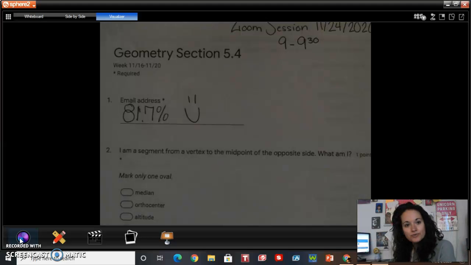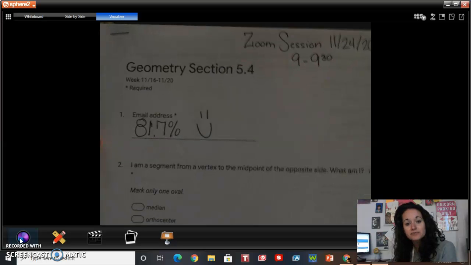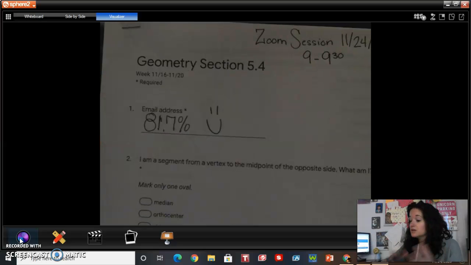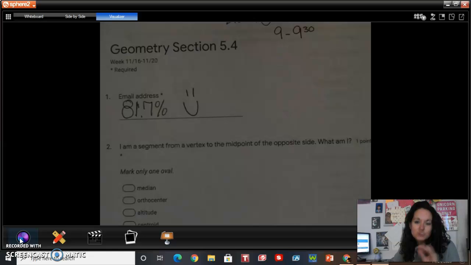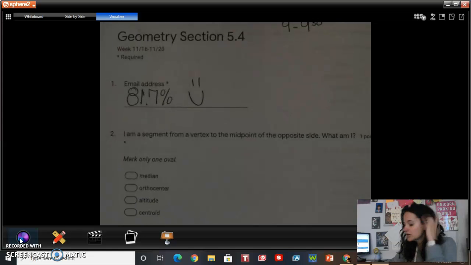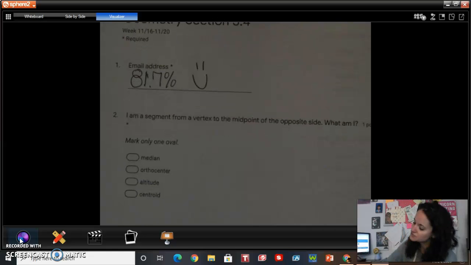So I'm going to go over last week's homework, which was section 5.4, which as a group y'all did very well on. You got an 81.7% accuracy rate. That is amazing. So I am going to go over the vocab real quick just to talk about it again, and then I'm going to go pretty much over the entire assignment, specifically the ones that were scored below 80%. But all the vocab you did well on, but I just want to solidify them for you, okay? So first, a segment from a vertex in the midpoint of the opposite side.